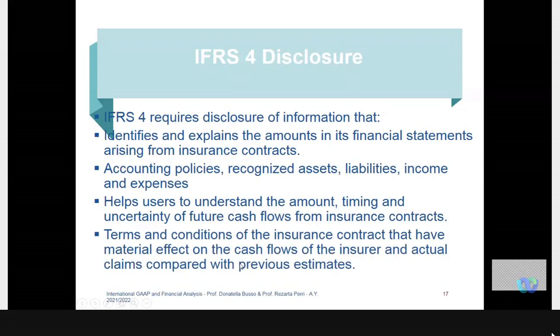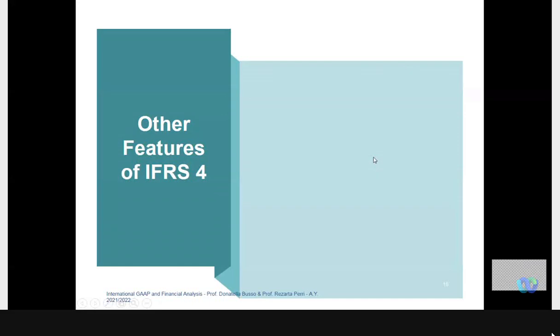Terms and another detail that should be disclosed is the terms and conditions of the insurance contract that may have some important or material effect on the cash flows of the insurer, and actual claims compared with previous estimates. So this is the list of disclosures that IFRS 4 imposes on companies to provide for investors.